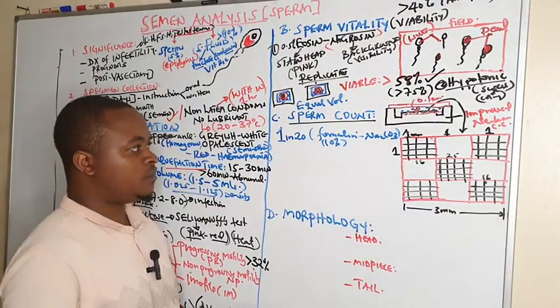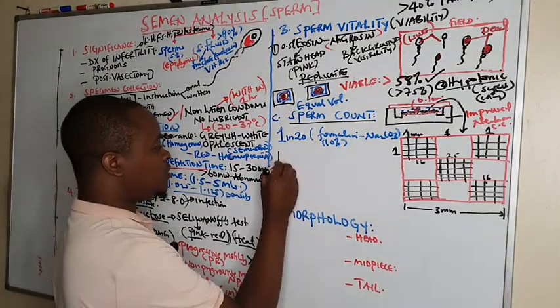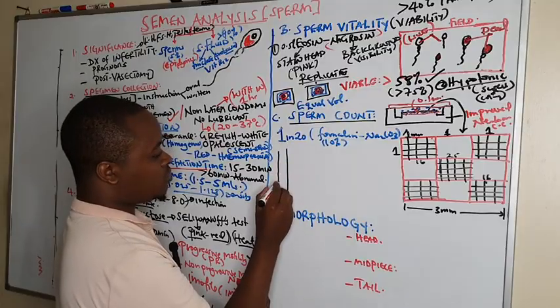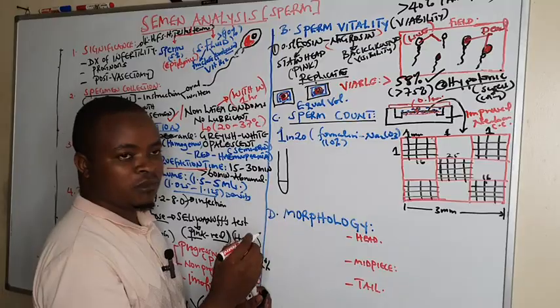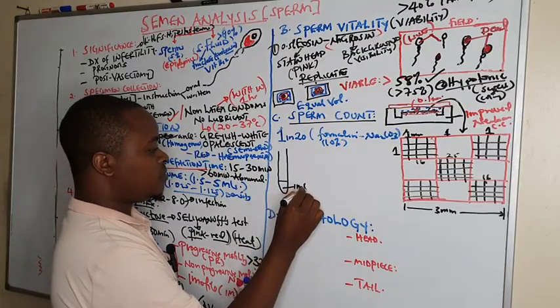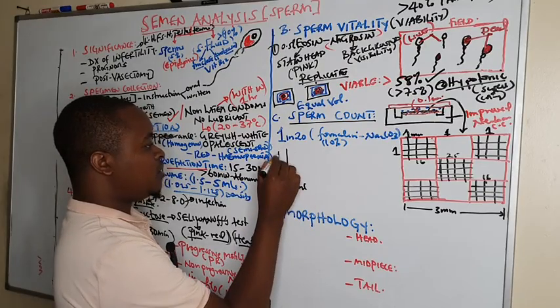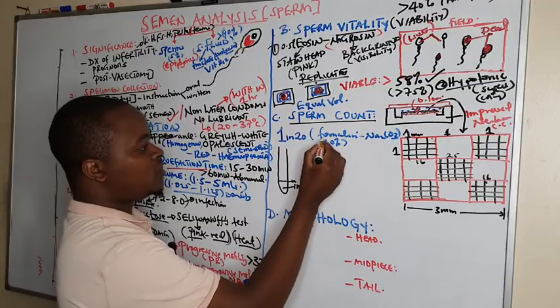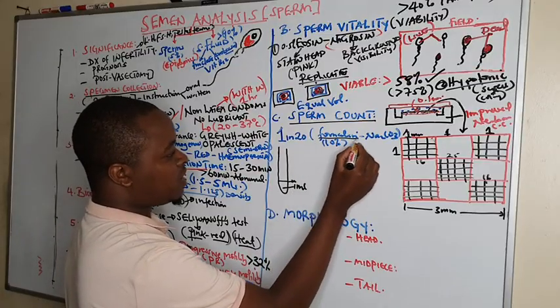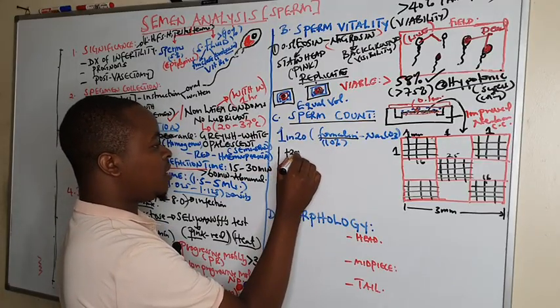What does it mean? If this is the tube, you're going to add 1 ml of well-mixed semen, up to the 1 ml mark. Then you add sodium carbonate formalin up to 20 ml.